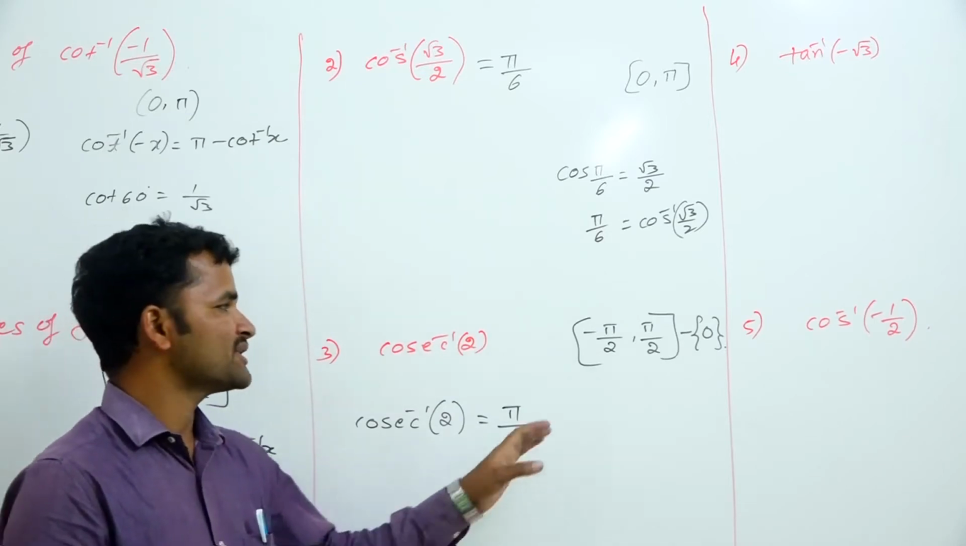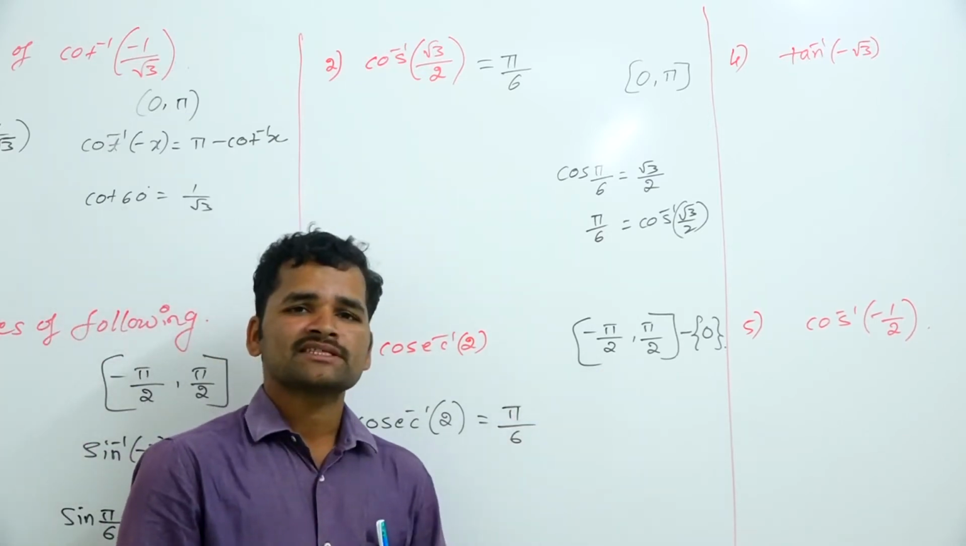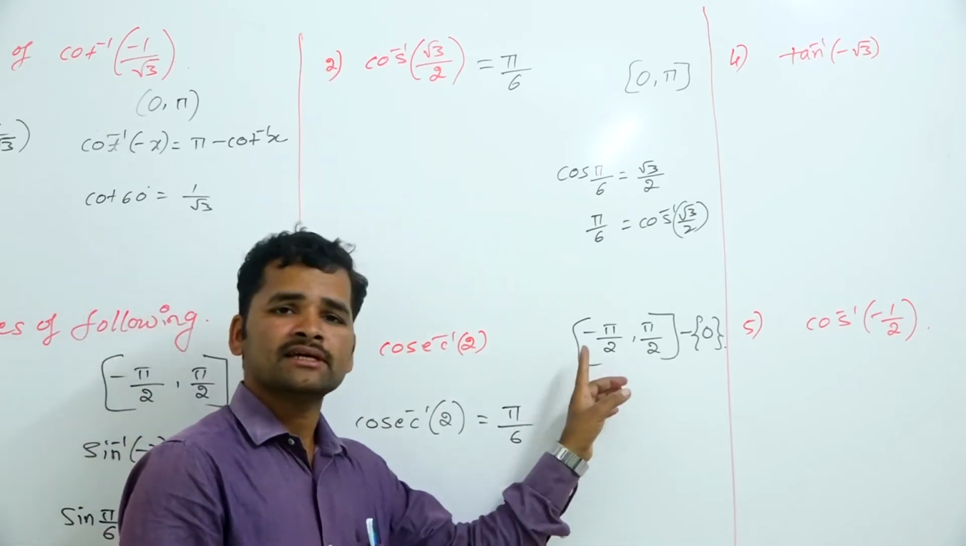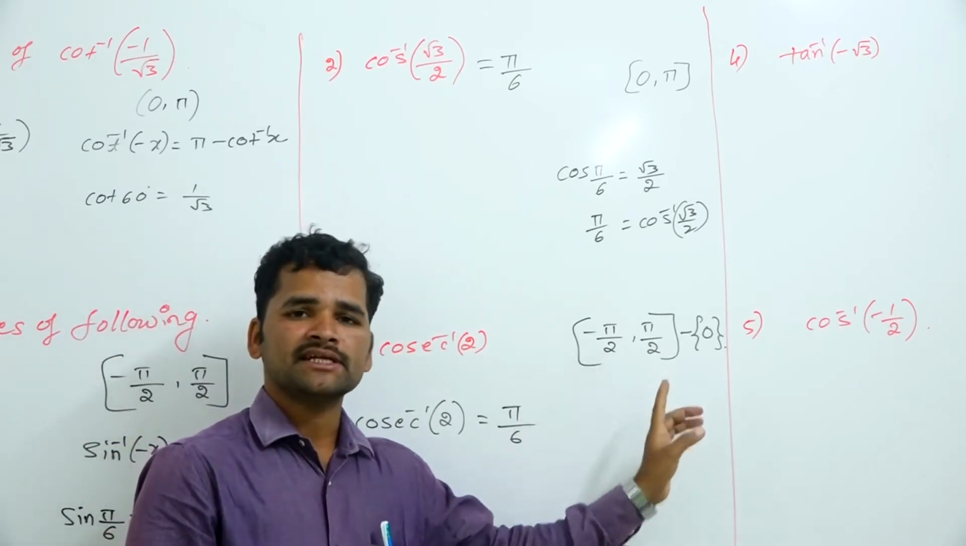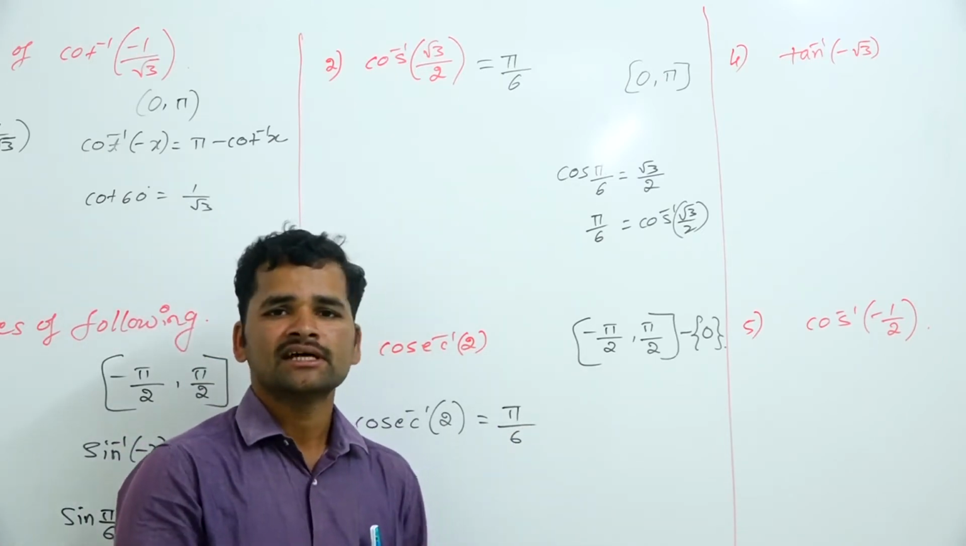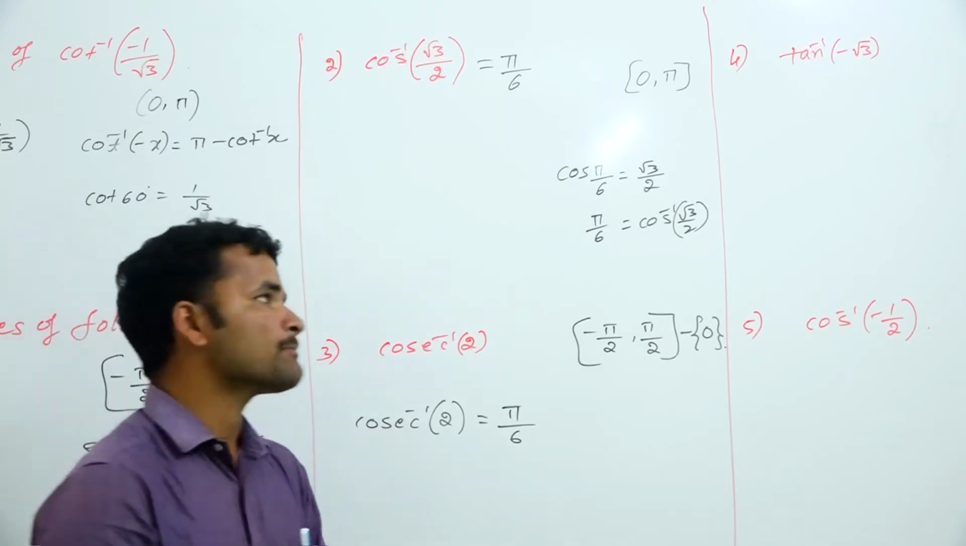Are you writing the value within the principal value branch or not? Yes, we are writing it within that interval. Here you see, this is taking the values from minus 90 to plus 90. Yes, we are writing the 30 degree, which means it is within the defined interval.